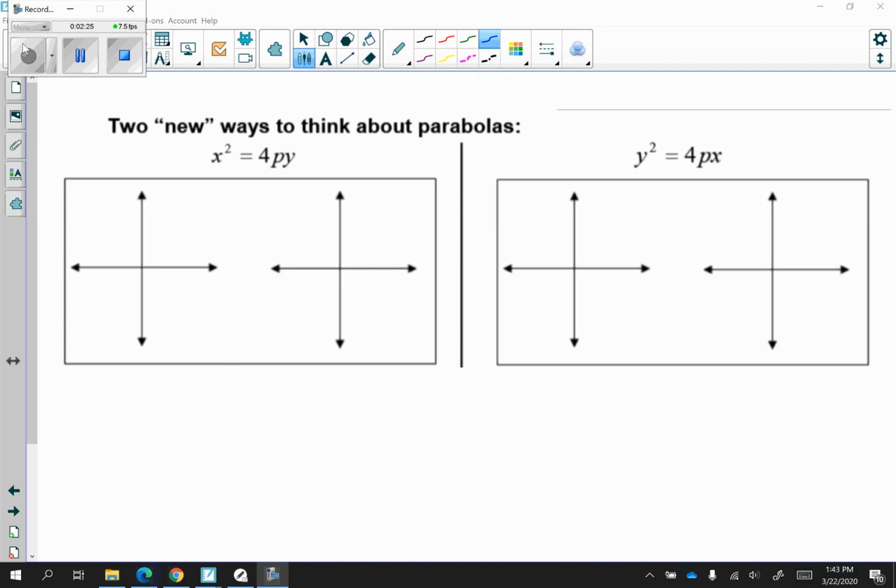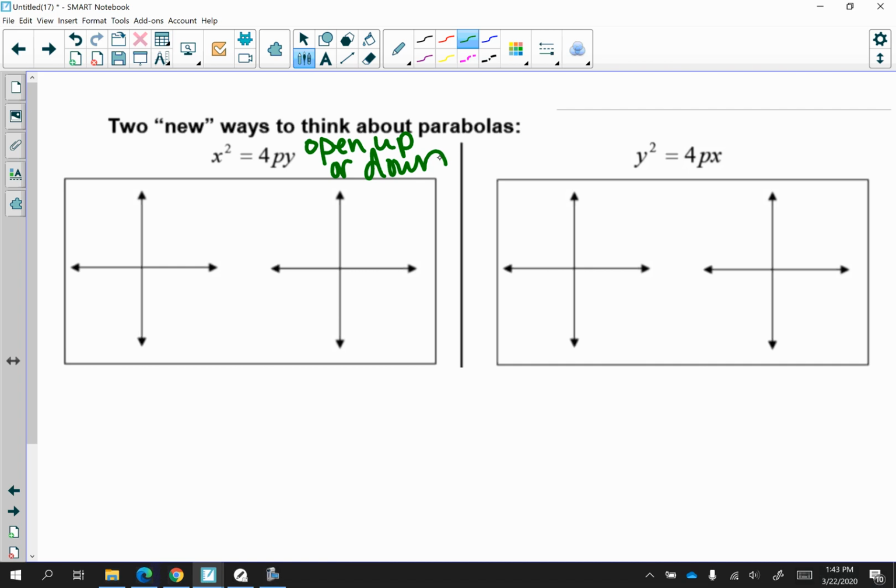Now let's focus on the two new ways to think about parabolas. x squared is equal to 4py. So this is going to either open up or down. So for example, if we have a parabola that opens up, my focus is going to be inside. My directrix is at the bottom here. I'm going to have a positive p-value. Remember, it's that distance from the focus to the vertex and the vertex to the directrix.